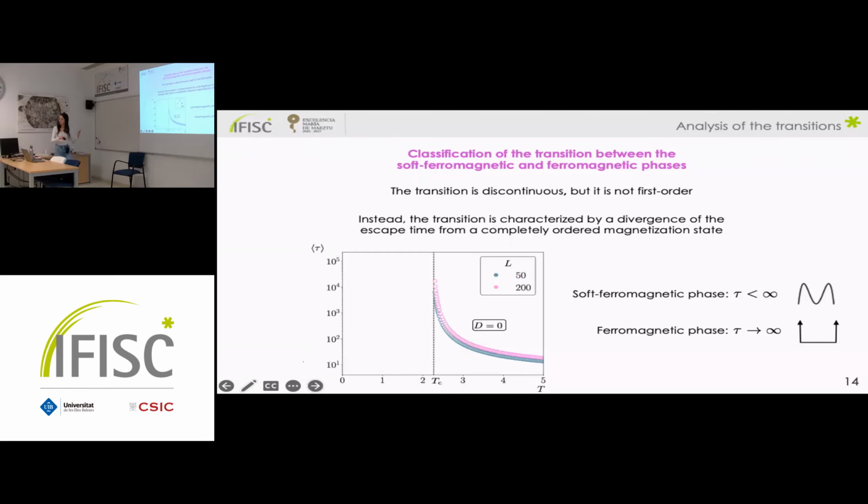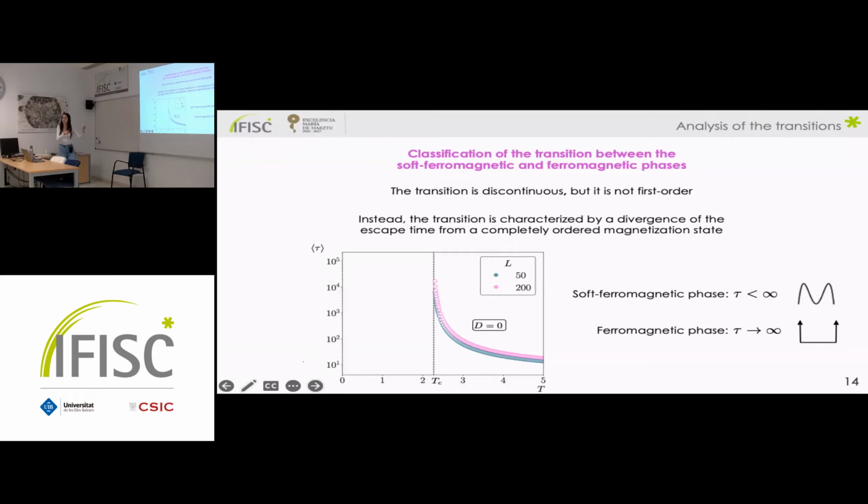And now I want to show you a plot of the jump time as a function of temperature, okay? This vertical line is the critical temperature of the field-free Ising model, and we have the results for two system sizes, 50 in blue and 200 in pink. First, I'm showing you the results for a field intensity 0, I mean for the field-free Ising model. In this case, there is no transition between the soft ferro and the ferro phases because the soft ferro phase doesn't exist.